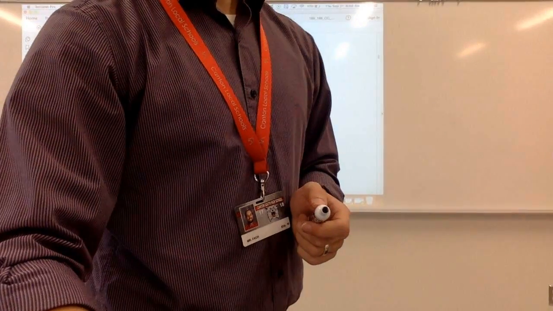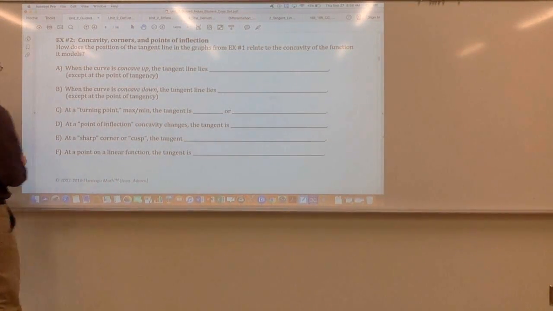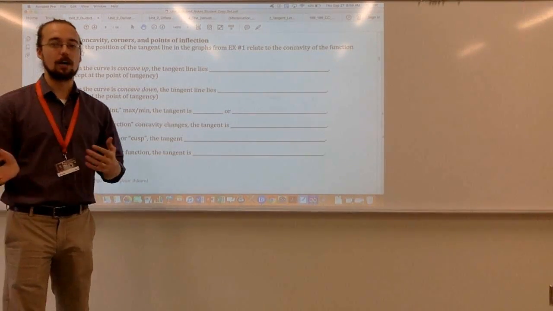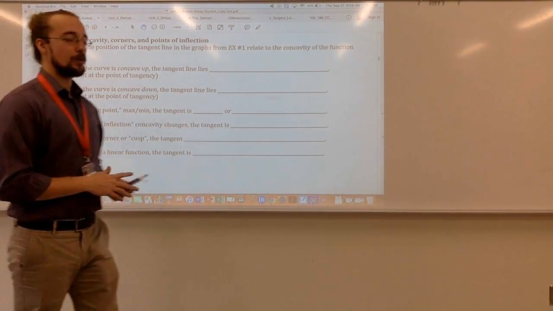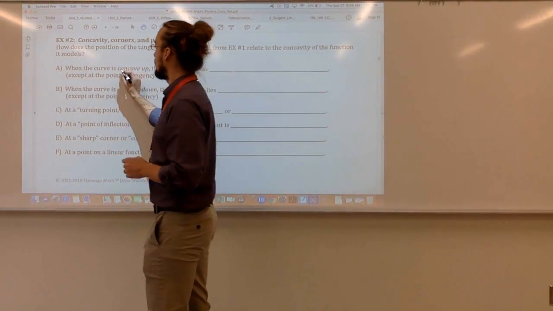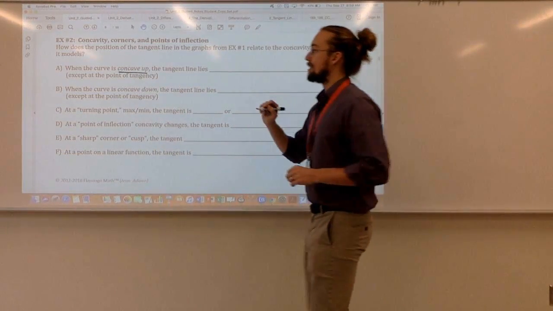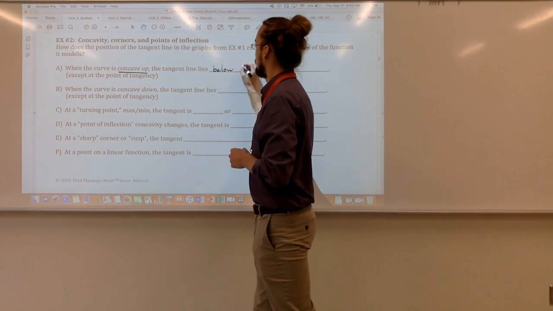Alright, so let's get a little bit of vocab down here at the bottom. The first thing that we want to look at is concavity. I'm sure in science class you've talked about concave up, concave down, that kind of thing. Convex, concave, all those vocab words. If we're talking about the graph of a function, we say that the curve is concave up when the tangent line lies below the curve.